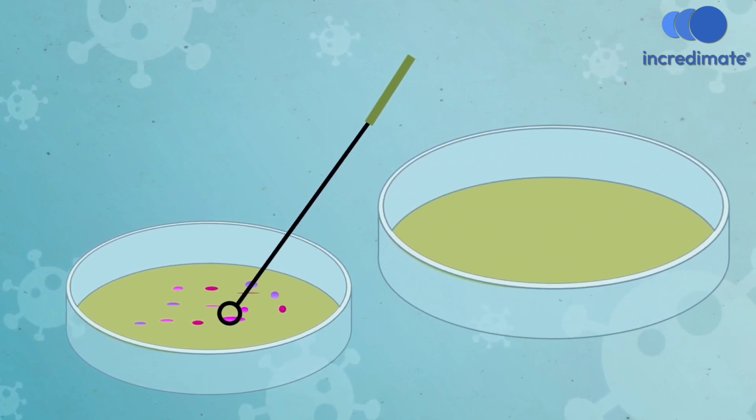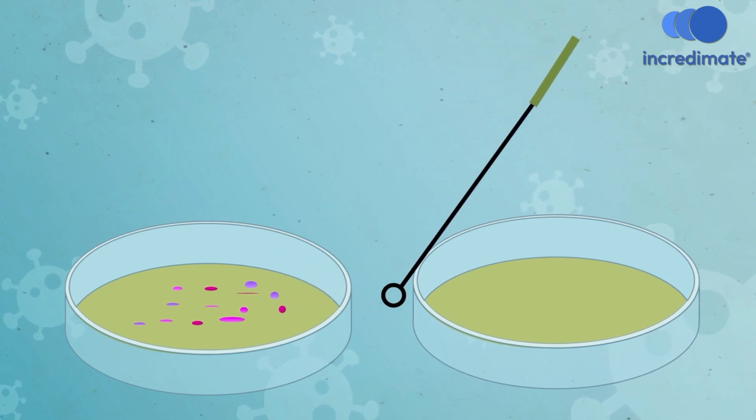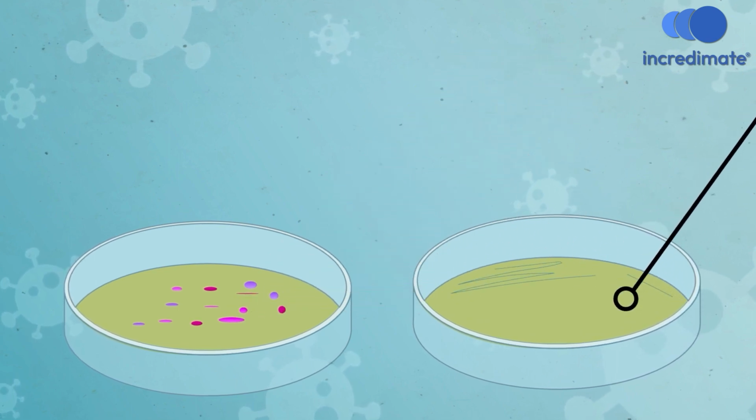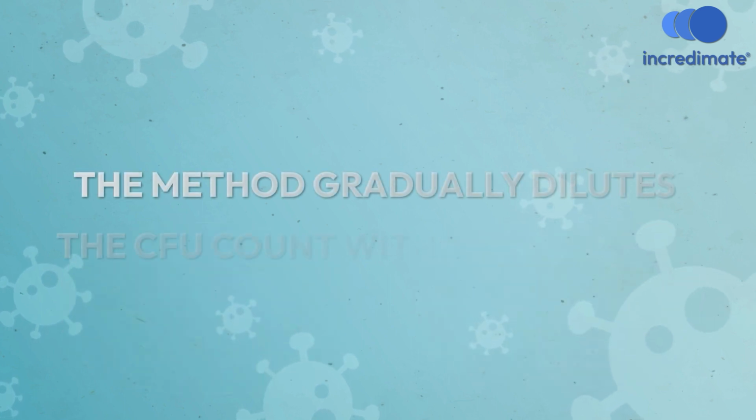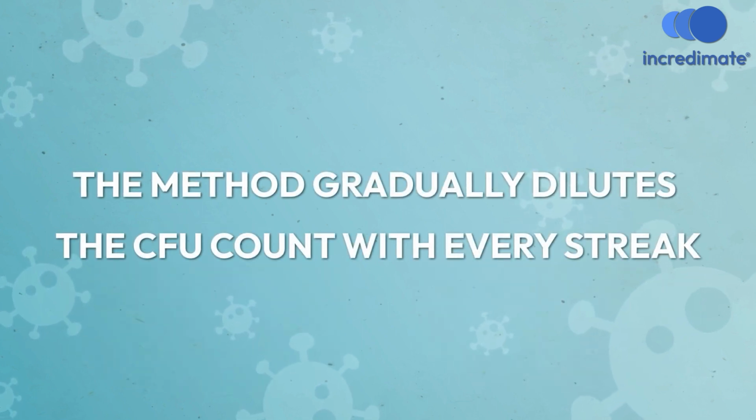For this, we'll take a transfer loop that has been in contact with CFU and then streak it across the surface of agar medium. This is called streak plating method. The method gradually dilutes the CFU count with every streak.